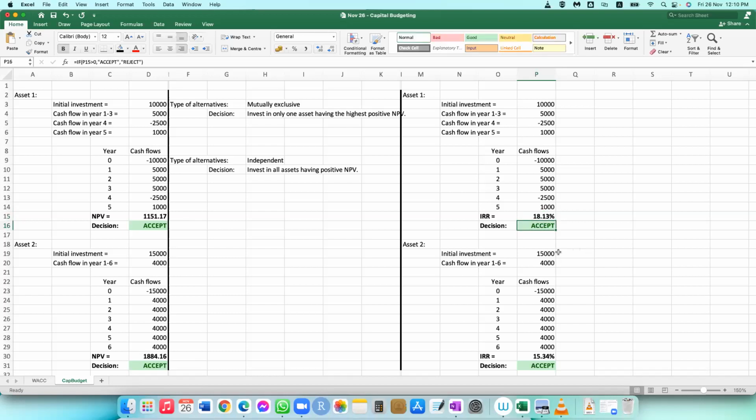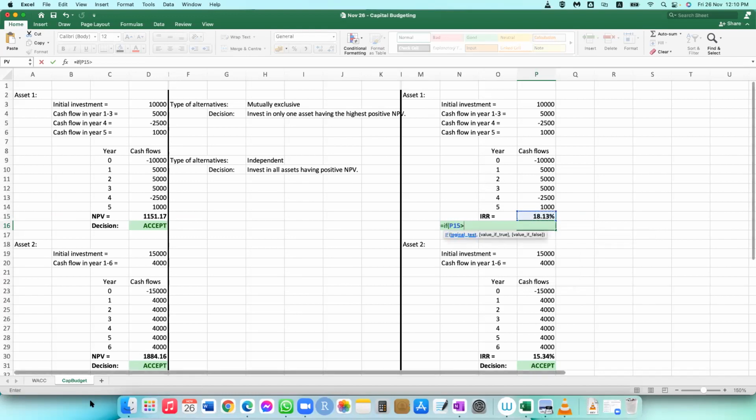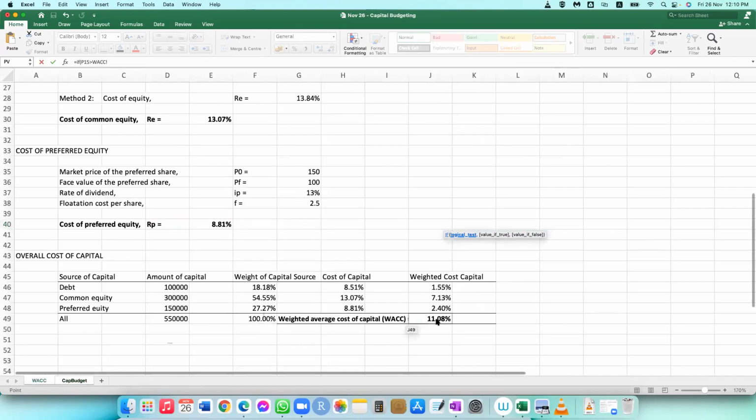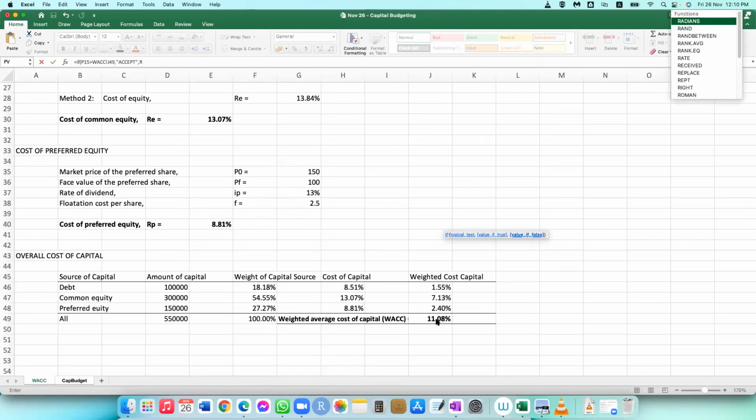So the decision will be equals to, if, this time I'm typing again, if the IRR is greater than the 11.8 weighted average cost of capital, then accept the investment proposal, otherwise reject the investment proposal.